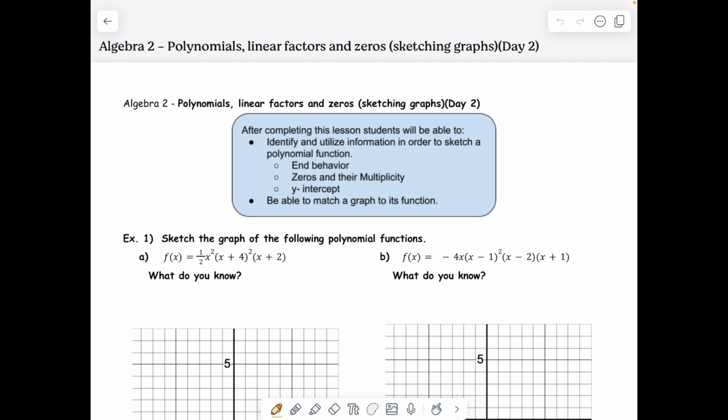Now we're going to pull it all together, and we always start with looking at things and deciding what we know. Three things we're going to focus on: end behavior, zeros and multiplicity, and also the y-intercept. And at the end, we need to be able to match a graph with a function.